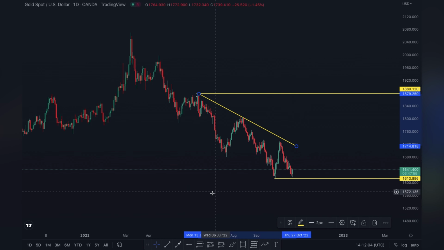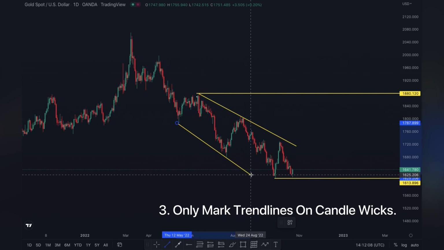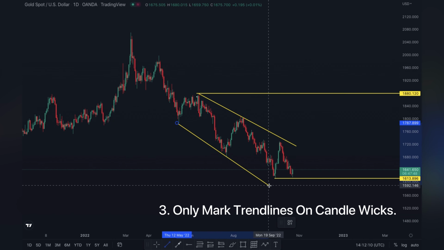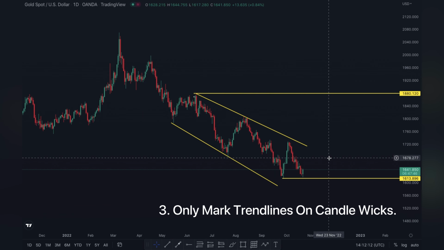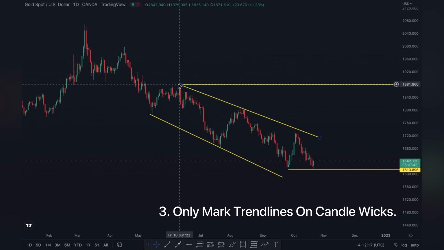Remember, from your textbook rules of using the trend line, do not force it. Do not draw your trend lines on the candle borders. Make sure your trend lines are on the wick. Please note this down. This is one of the rules.